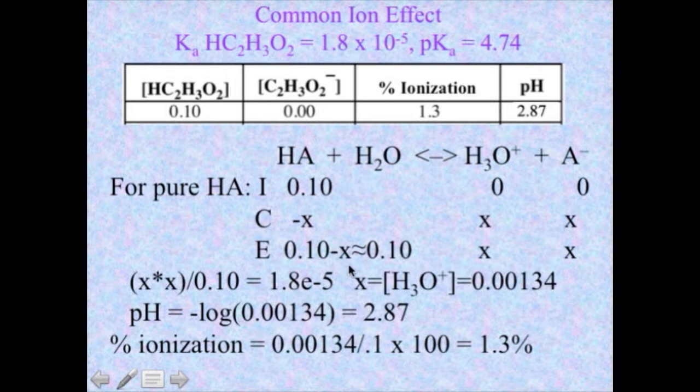is very small, and we say that at equilibrium we have 0.1 molar of the weak acid, X of the hydronium, and X of the conjugate base. So X squared divided by 0.1 equals 1.8 times 10 to the minus 5. Solve for X, which is hydronium ion, 0.00134 molar. So the pH is the negative log of that. It comes out to be 2.87. The percent ionization is X divided by the initial amount, 0.1, times 100, which is 1.3%.